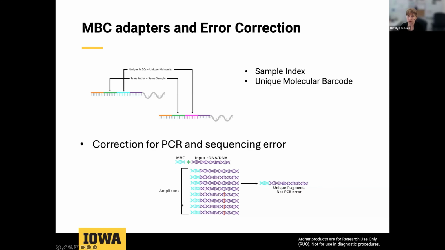I also want to point out a little bit more about MBC adapters. They include short random sequences called molecular barcodes, which uniquely tag each original nucleic acid molecule before PCR amplification. So these unique fragments and unique start sites together provide a reliable measure of sample complexity, which can be correlated to assay sensitivity. This metric helps guard against potential false positive calls from PCR and sequencing errors.